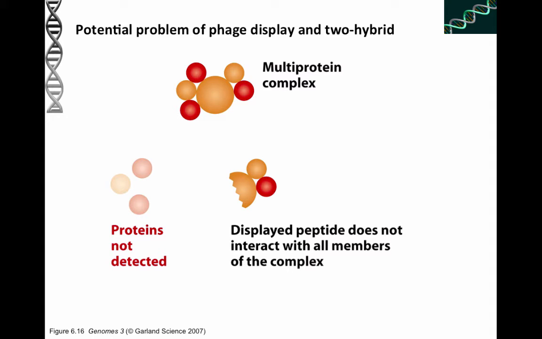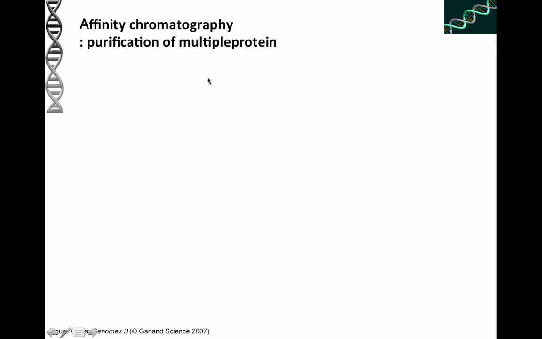Some of the peptides do not interact with all members of the complex, so this is the major issue with the 2 hybrid system in determining protein-protein interaction. So then what other method can be utilized to determine the entire protein complex, including those proteins that do not have direct physical interaction? One is affinity chromatography, which is used for purifying multiple proteins.